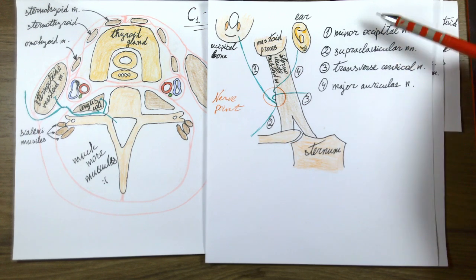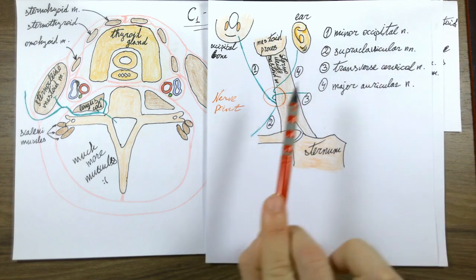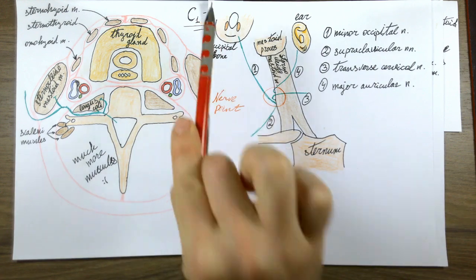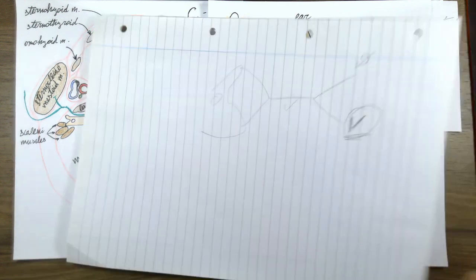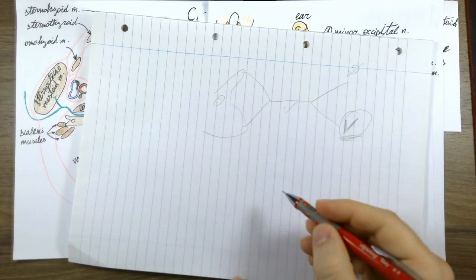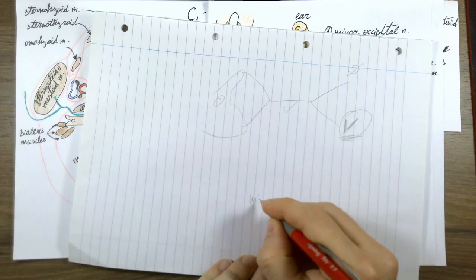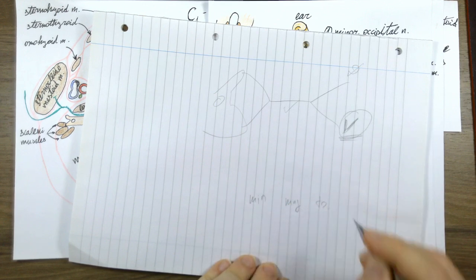So let's start one by one and discuss those nerves. The minor occipital nerve is the one that would start behind the ear and go straight back to the back of the head, the occipital region. And again, let me get a piece of paper. There are three occipital nerves, right? You have the minor occipital, the major occipital, and the tertiary occipital nerve.